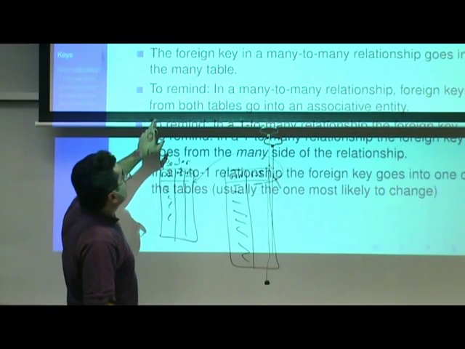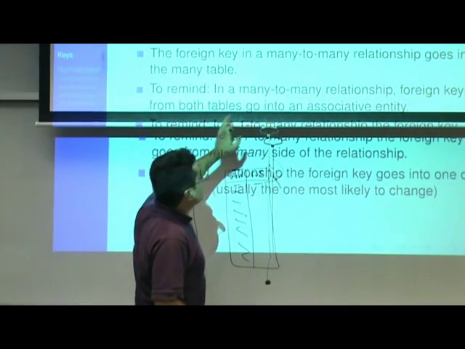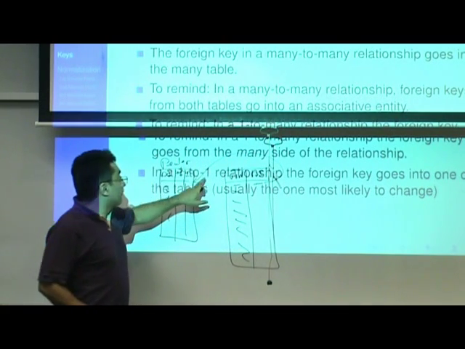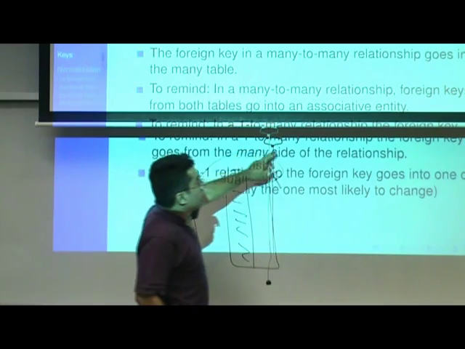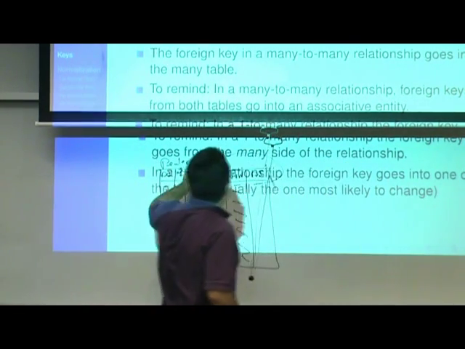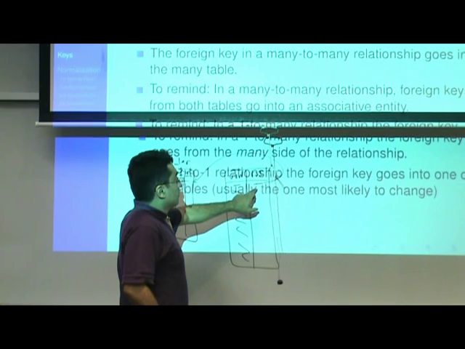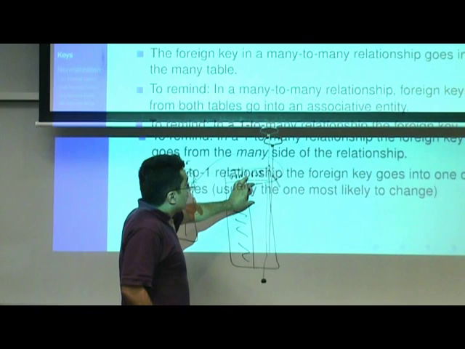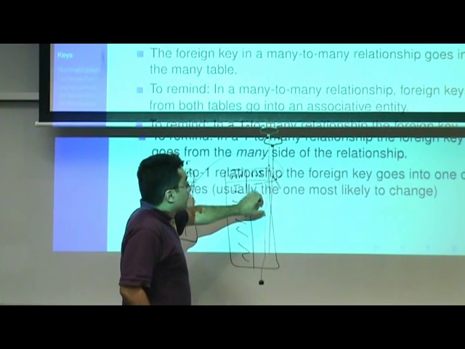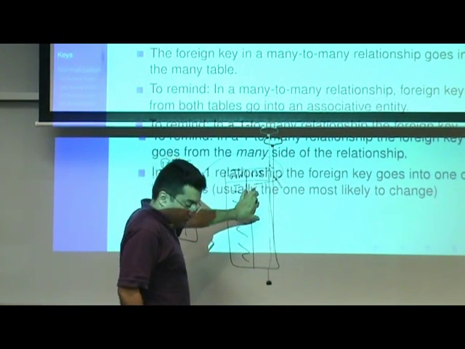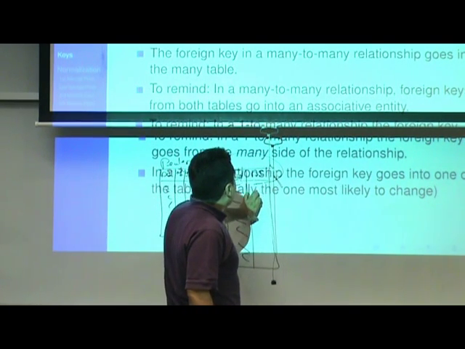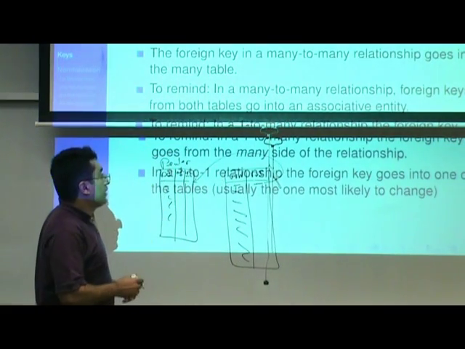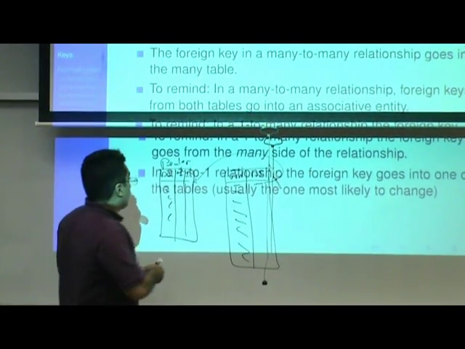So this is a one-to-many relationship. The foreign key in a one-to-many relationship goes from the many side. This is the many side, right? The dealership identification number is repeated several times in the cars sold table. So the foreign key goes from the many side of the relationship to the one side.